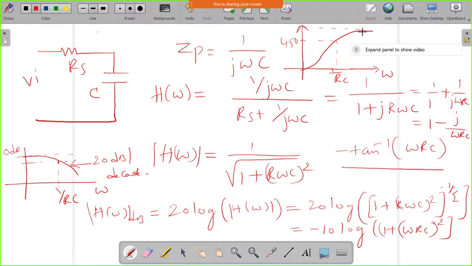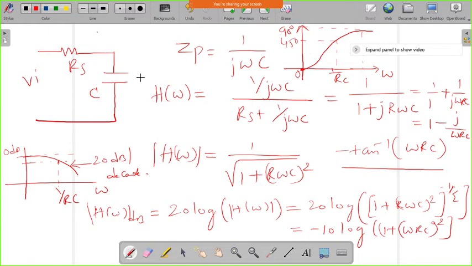And similarly, if I substitute the other values, omega equal to 0 and omega equal to some other values, you will get the different phases. Okay, so this is the resonance point where you will get omega equal to 1 over RC. That is, whenever omega is substituted as 1 over RC. So this is your phase response.